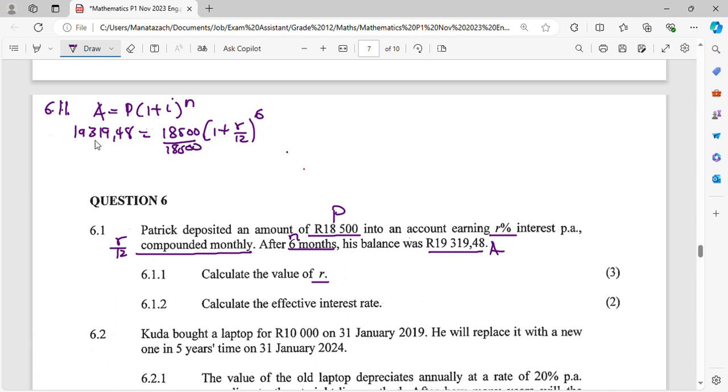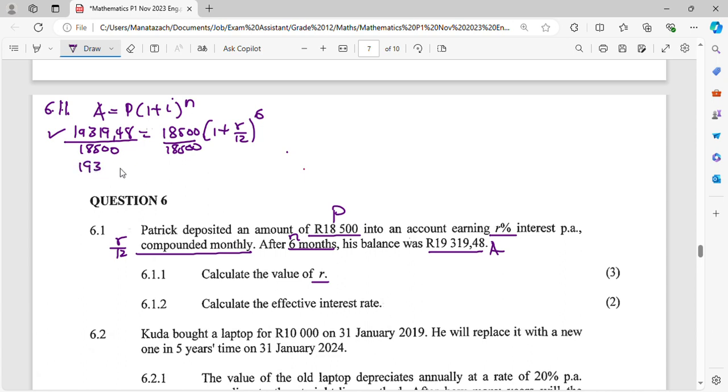I'll divide both sides by 18,500 since I am solving for R, and then the right hand side will be left only with 1 plus R divided by 12 to the power 6. With financial maths, be careful not to use the calculator as yet, just wait a little bit longer. Now let's continue to the next step.